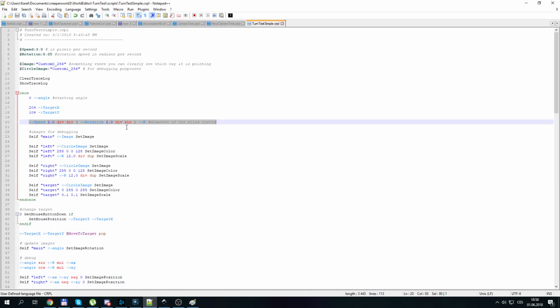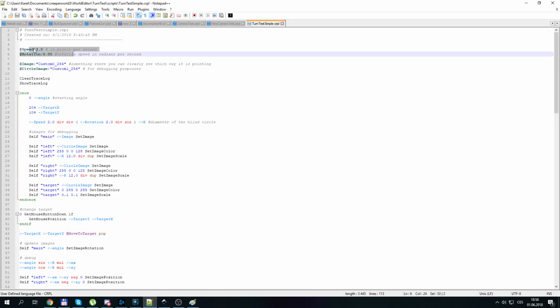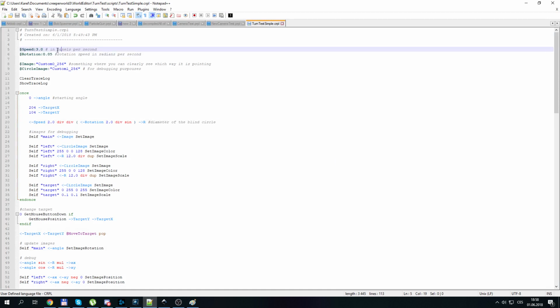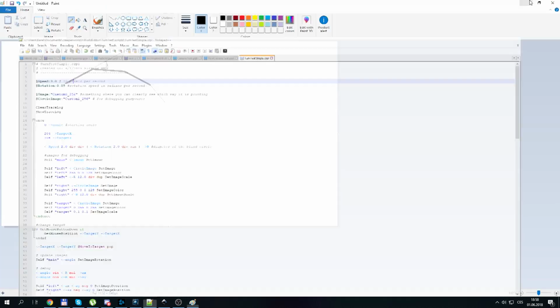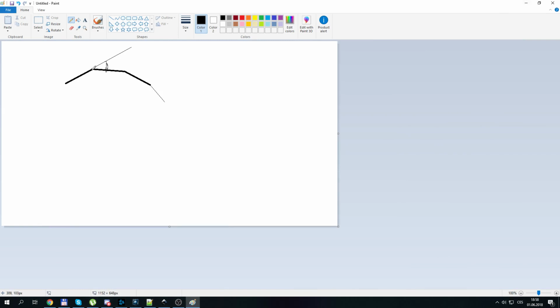Now if I go here, I can actually see speed and rotation. Speed is the number of pixels the unit moves per second, and rotation is the rotation in radians. So the unit moves a certain amount and then it changes the angle by the rotation, then moves again, and changes angle again, moves again, changes angle again, and this angle change is the same, and this is how the unit moves. So these angles should be the same. I'm just bad at drawing.